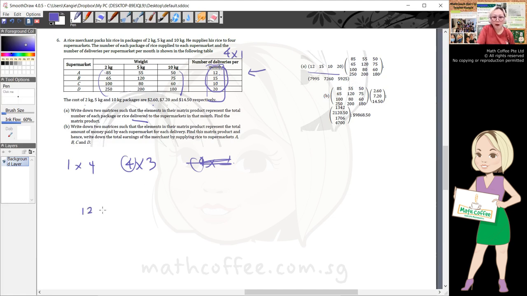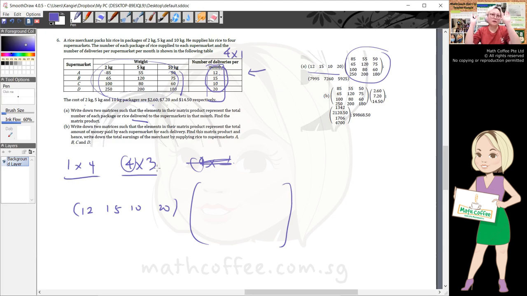So it is 12, 15, 10, and 20, 1 row by 4. And then this, you can just put as normal. And then it will be 1 by 4, 4 by 3. Then it is called a valid multiplication. You understand? That's why don't underestimate writing out the order. And of course, the 4 and 4 are already the same, so you will know that you will end up having a 1 by 3 matrix. So find the matrix product. Okay, I'm not going to do that. Then you will get a 1 by 3. You see, we get these numbers.